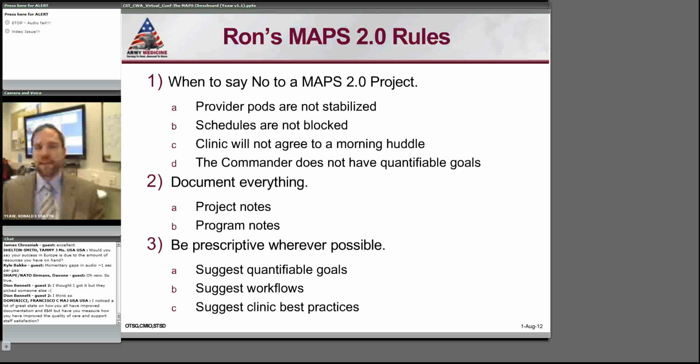Additionally, when to say no. The final step of this, if the commander does not have quantifiable goals. If I had $1, or euro rather, for every time a commander said, listen, we just want to get PCMH ready, come do your thing. It's not going to happen. MAPS 2.0 isn't a process. It's an intervention. The goal of MAPS 2.0 is to set a clinic on a new course. You need to know what that new course is specifically, and it's not just about being the PCMH checkbox team.